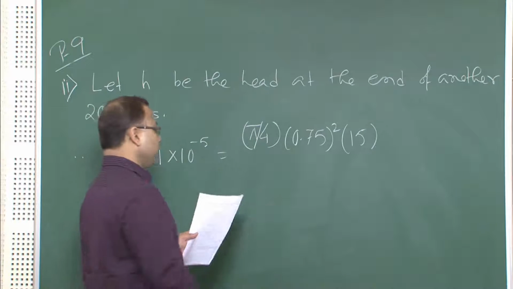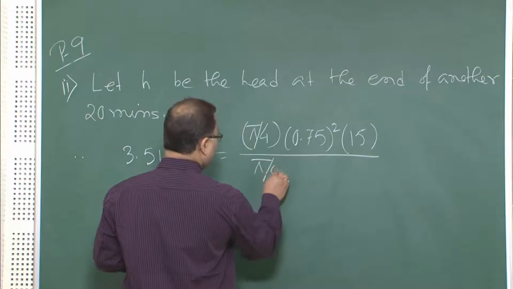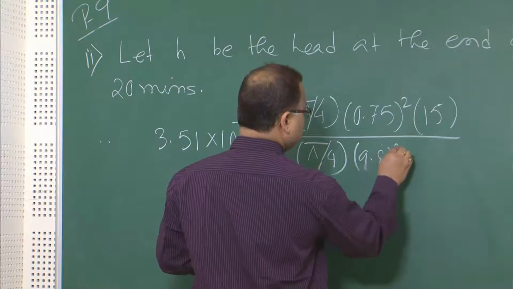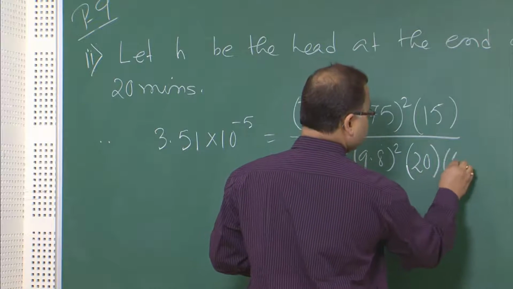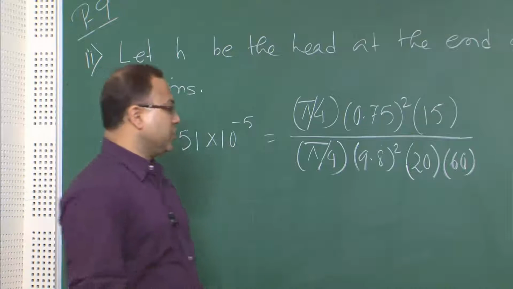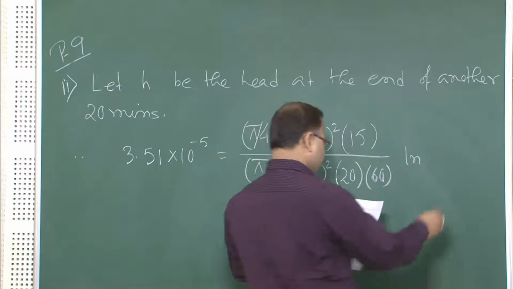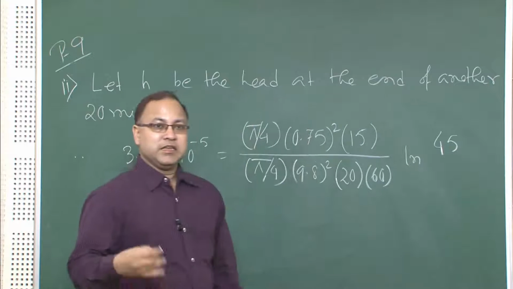So, the length of the sample will be 15 centimeter divided by π/4 into 9.8 square, another 20 minutes, right. So, that means I am expressing that thing in terms of second. So, 20 into 60, log base e. Now, from this, 45 is your initial head.